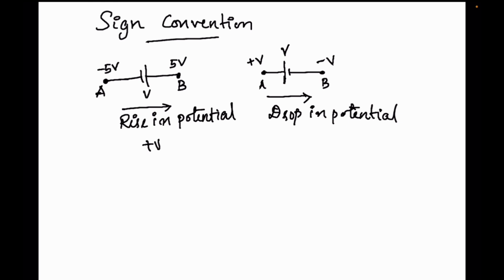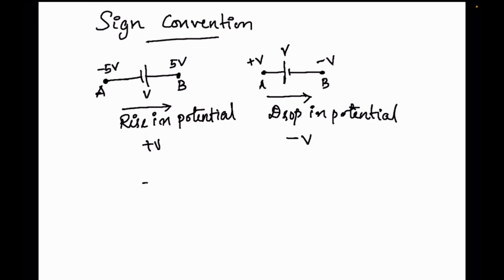So we take it as minus V. Okay, so this is the first sign convention. In a circuit, whenever we go from one node to another node, if we are going from negative potential to positive potential, we will take it as a plus V. And if we are going from a positive potential to negative potential, then there is a drop in potential and we will take it as a minus V.